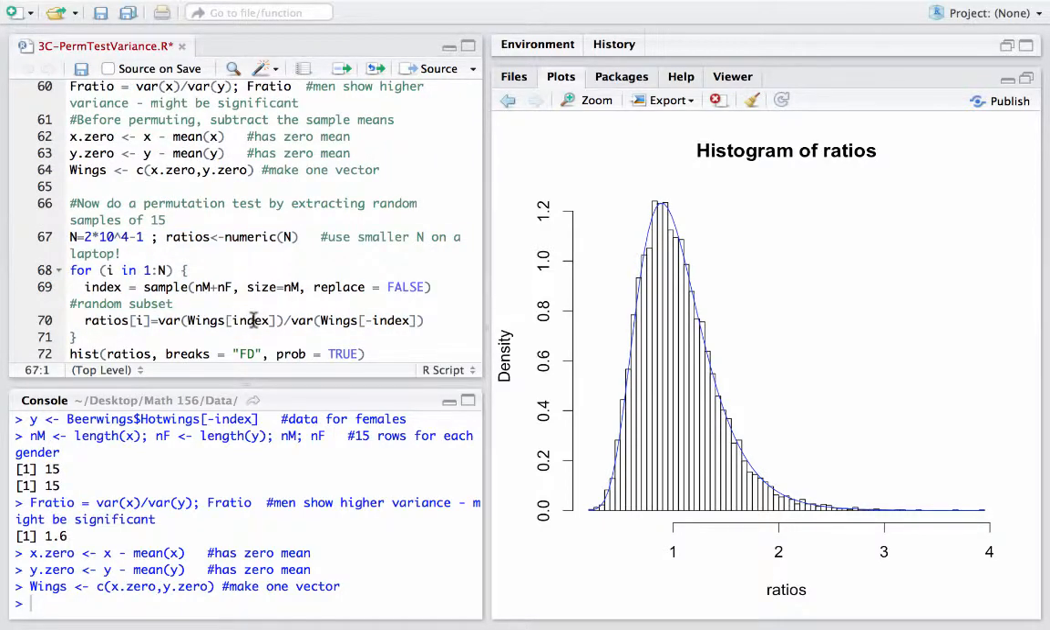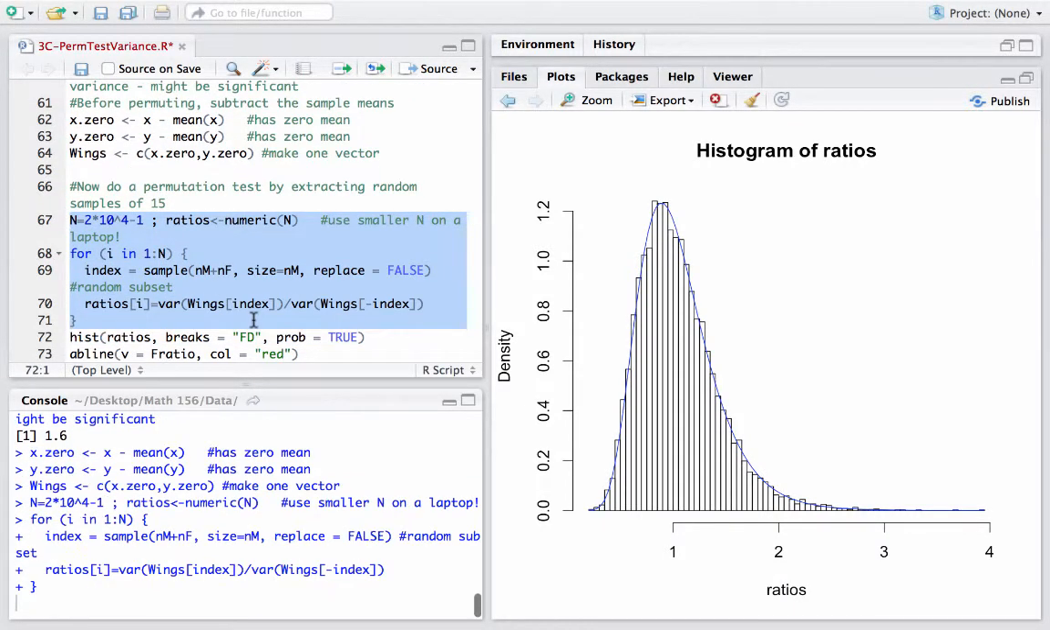Paul warns that we should use a smaller n on a laptop. I'm on a laptop right now, but I'm pretty confident that I can churn through these. And if it takes a couple minutes, I'll just edit the video. This code, again, should be very similar by now, except he looks like he condensed it a little bit. So instead of storing two different variables, he just directly calls the variance inline on wings index and wings not index. So let's run this. Make a histogram.